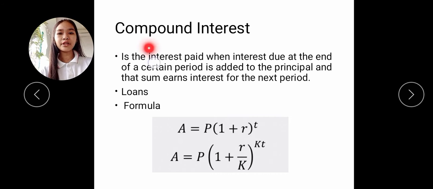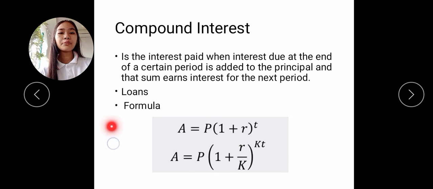Next, compound interest. It is the interest paid when interest due at the end of a certain period is added to the principal and that the sum earns interest for the next period. It is usually used on loans. So, compound interest is an interest on an interest.